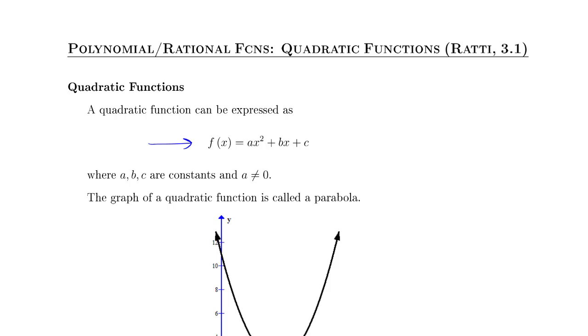Now that makes sense because ax squared plus bx plus c equals 0 is what we call the quadratic equation. So this is now a quadratic function, and a, b, and c are constants, the coefficients, and we don't want a to be 0 because if a is 0, then this would just become bx plus c and it would become a line. So we want to keep it as a quadratic function.